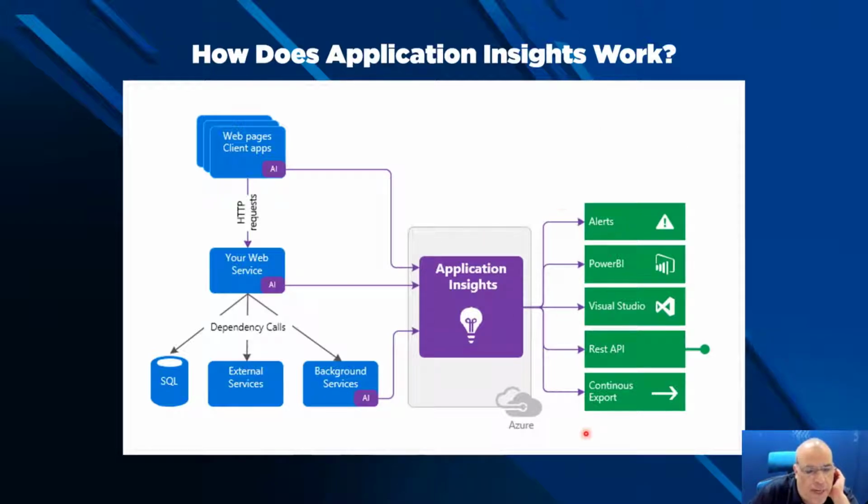You then have these green boxes that allow you to do something with that data. You can generate alerts, you can run Power BI reports, you can interact with it in Visual Studio, which we'll do a little bit. There's a REST API in case you want to have your own custom things. And then there's, for a fee, continuous export, which allows you to take that metric data or logging and send it off to something.